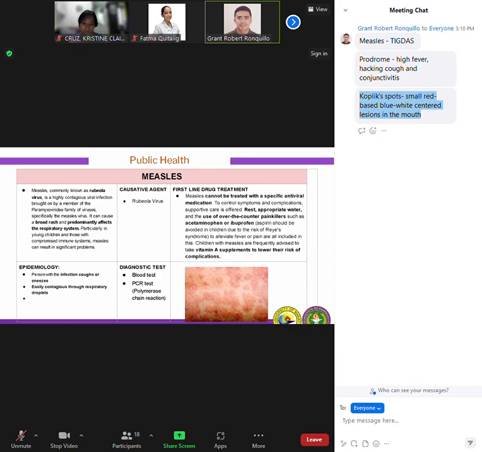Okay? And definitely, another symptom of your measles is rash. And this is from head, then to neck, and torso. Kaya yung tigdas ninyo, hindi kayo magtataka bakit parang kalat siya. Kasi it really happens na from head to neck to torso. Okay? Then to feet. Pwede nyo pumunta din sa paa. Okay?